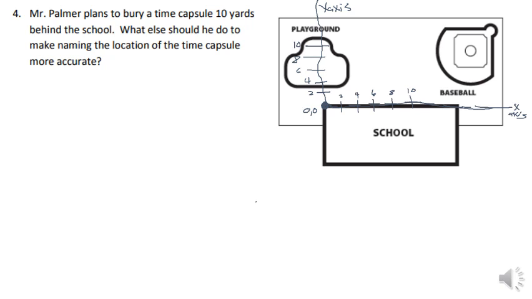Now, we know he said that he wanted to do it 10 yards. Let me change my color here. 10 yards behind the school. So I can see here is 10 on my x-axis. So now he could actually plot it or mark it anywhere on that axis right there, and that would be 10 yards behind the school. And then he'd be able to name it. So let's just go ahead and say we're burying it right here. Okay? So we would be able to say that he buried it at 6, 10.